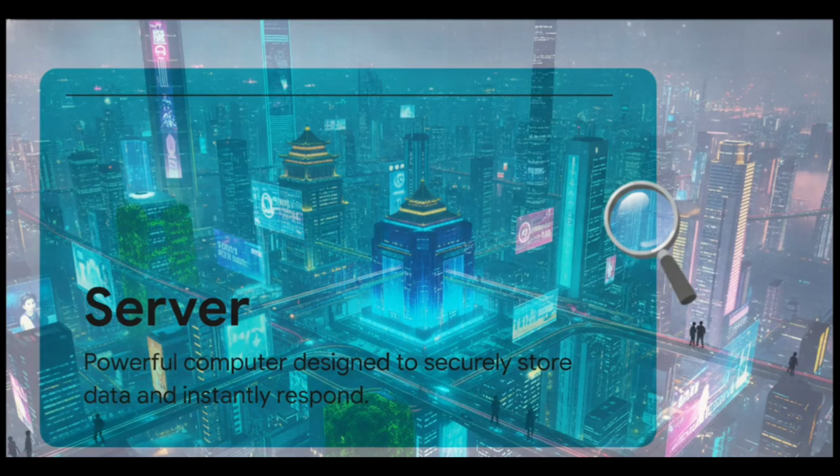So once your browser has that IP address, it knows exactly where it's going. It's heading straight for a server. Now, a server is essentially this massive, high-tech data vault waiting at the very end of your journey. It's a really powerful, specialized computer designed to do exactly two things: securely store data, like the website you want to look at, and instantly respond to your request to see it.